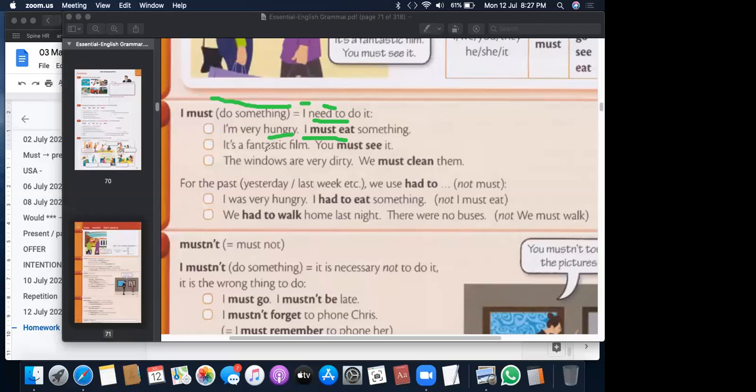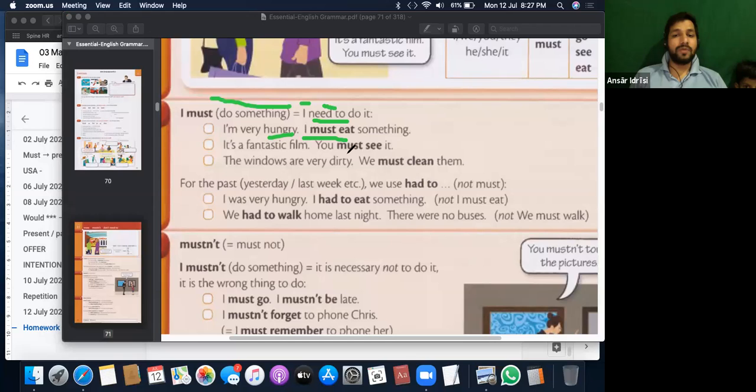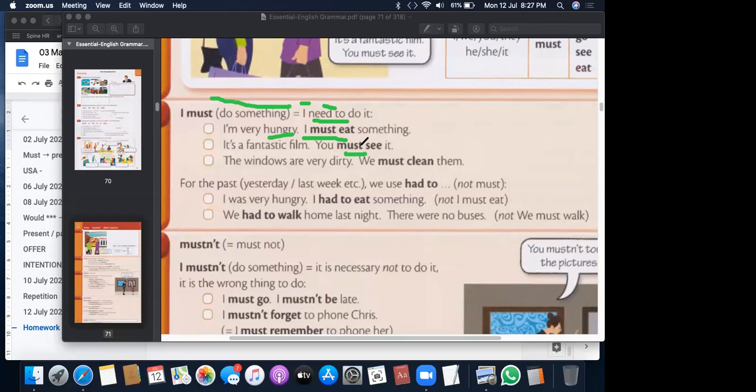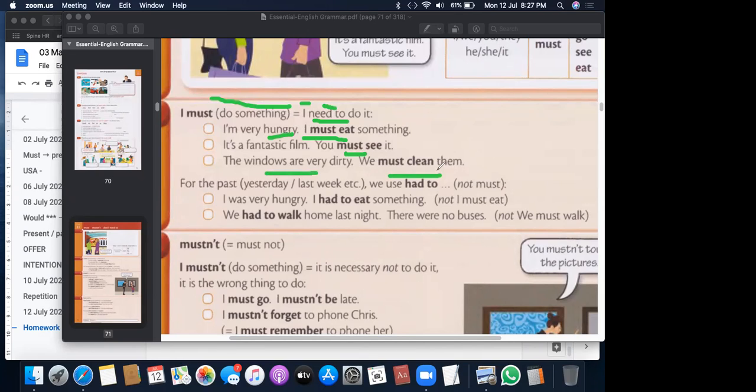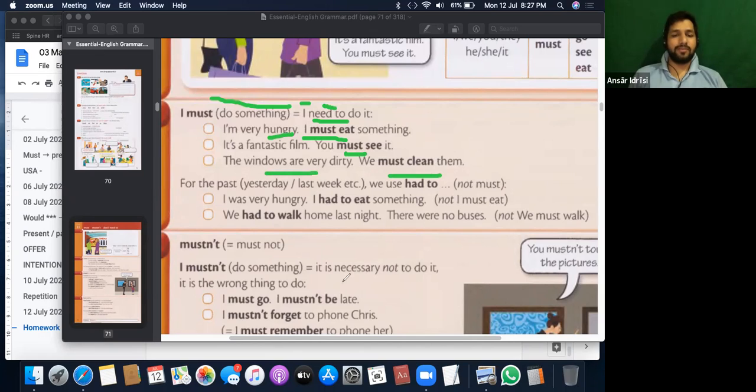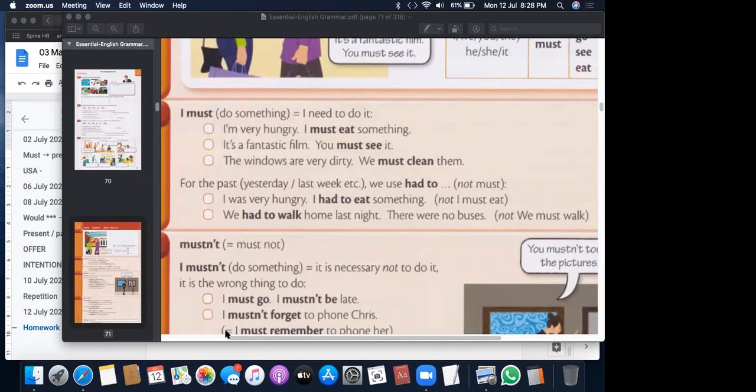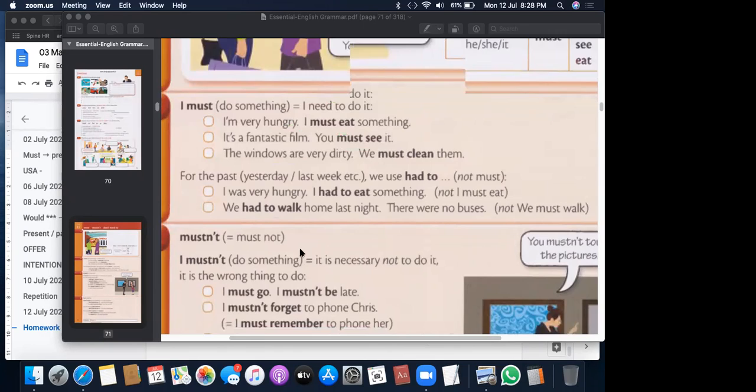Next one. It's a fantastic film. You must see it. Or you need to see it. Both are correct. The windows are very dirty. You must clean them. Or we need to clean them. You need to clean them. Okay, is that clear? Yes sir. Next one.